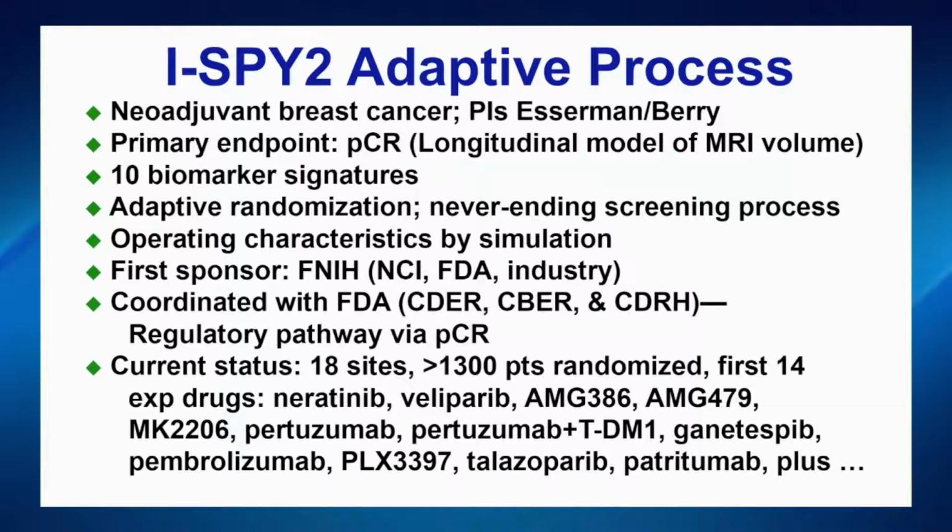So it's neoadjuvant breast cancer. Primary endpoint is PathCR. There are 10 biomarker signatures, and I'll tell you what those are. We do adaptive randomization within each subset of the disease, of which there are 8, 2 by 2 by 2, defined by hormone receptor status, HER2 status, and MammaPrint, 70 gene genetic profile.